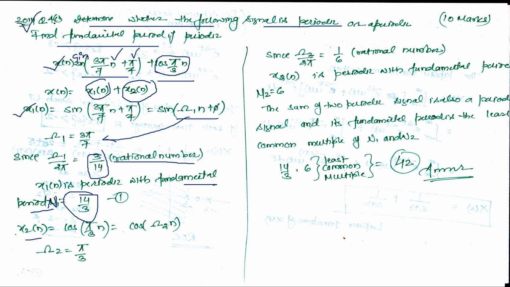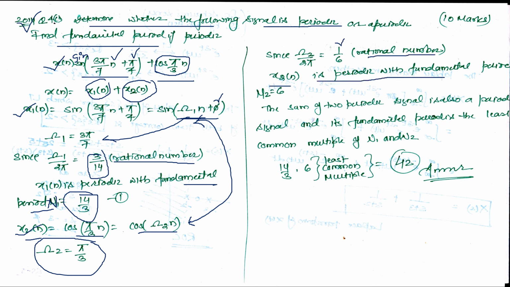Let us take x2 of n, cos(π/3 n). The standard form is similar to this standard form. There you have sinusoidal, here you have cosinusoidal. The phase term is not there in the question for the second term, hence I am not writing the phase value. So ω2 can be easily identified by equating the value. ω2 by 2π comes out to be 1 upon 6. Again it is a rational number, so x2 is also periodic with the fundamental period N2 equal to 6.